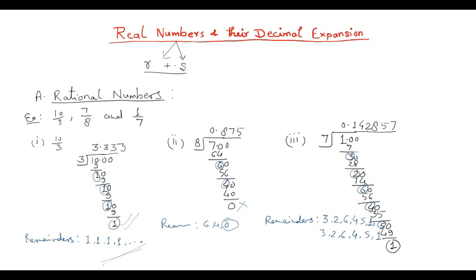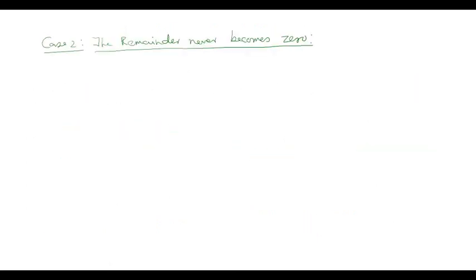So here we have seen that 10 by 3 was equal to 3.3333 and so on. So we can say here the 3 is repeating, so we can write it like 3 with a bar. So it is making a block of 3. So here the 3 is repeating.